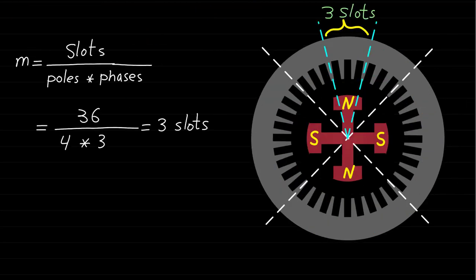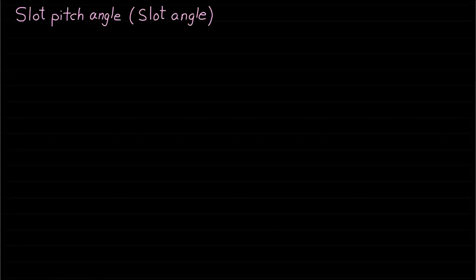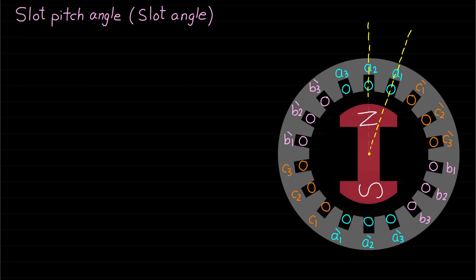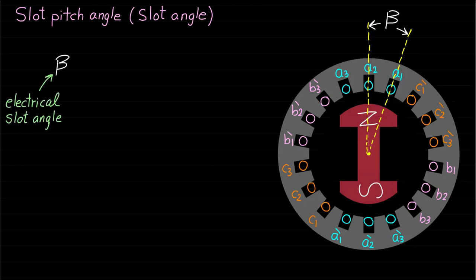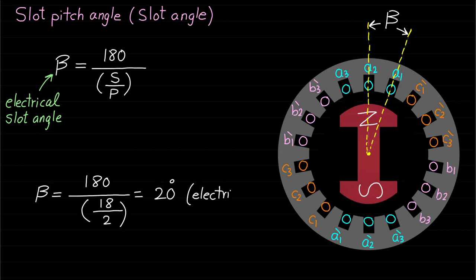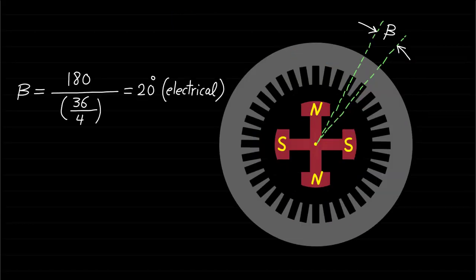This figure shows a 3-phase 4-pole synchronous machine with salient pole rotor and distributed windings. Based on the rules we learned, the slots per pole per phase M of this machine is also equal to 3 slots. As mentioned in previous lectures, the slot angle represents the angle between two adjacent slots and can be denoted by the electrical angle beta, equal to 180 degrees divided by slots per pole. In this example, beta is equal to 20 degrees electrical. Also, in this example, the slot's angle beta is equal to 20 degrees as well.